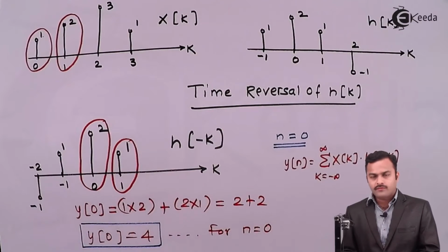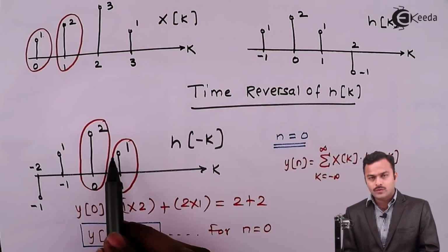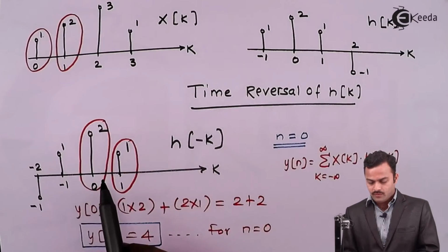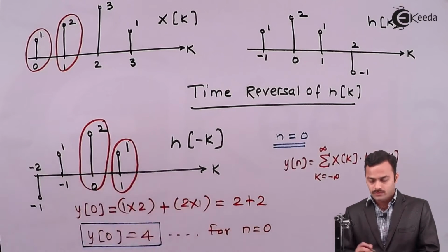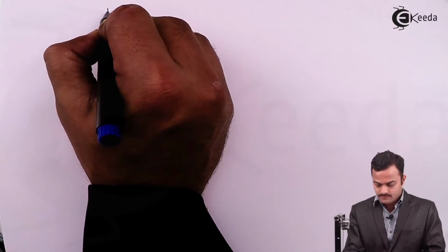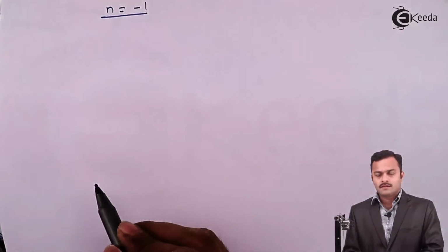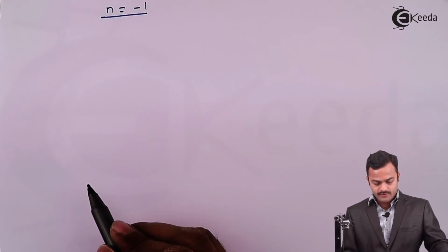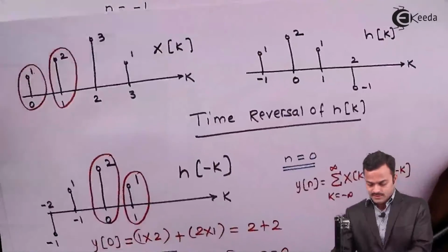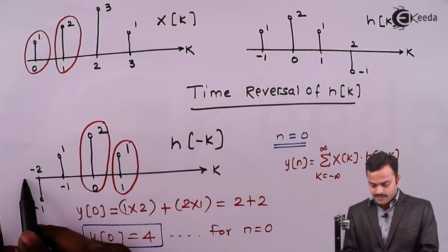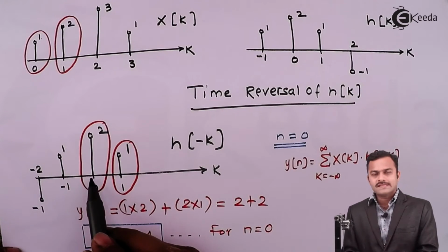Now let's go ahead for the shifting, which we will do on the left hand side, delay of h of minus k one by one. So let's delay it by 1 unit, which is nothing but n equal to minus 1. So if I delay it by 1 unit, this particular signal will have the span from minus 3 to 0.